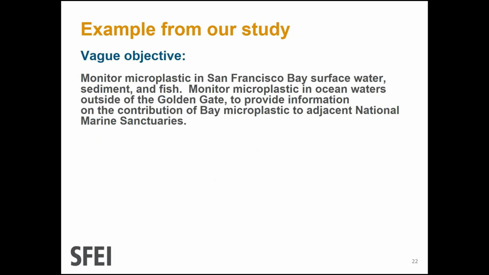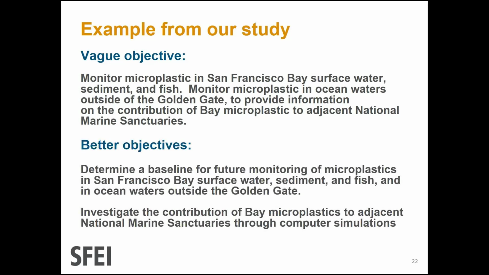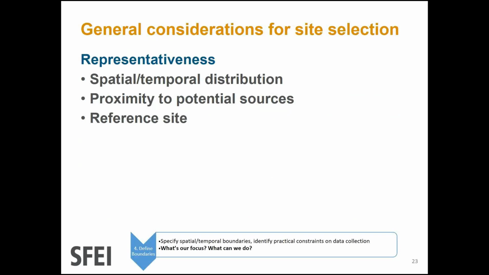So an example from our study, when we started out, we had what I would consider a pretty vague objective of monitoring microplastics. Monitoring could really mean lots of different things, though. And then we wanted this to provide information on the contribution of microplastics to the ocean. So that's actually really more of 2 separate objectives. So a better way of stating this is that we wanted to determine a baseline for future monitoring. We wanted to understand the concentrations that are currently present so we can see changes into the future. And then we also wanted to investigate the contribution using our modeling approach.